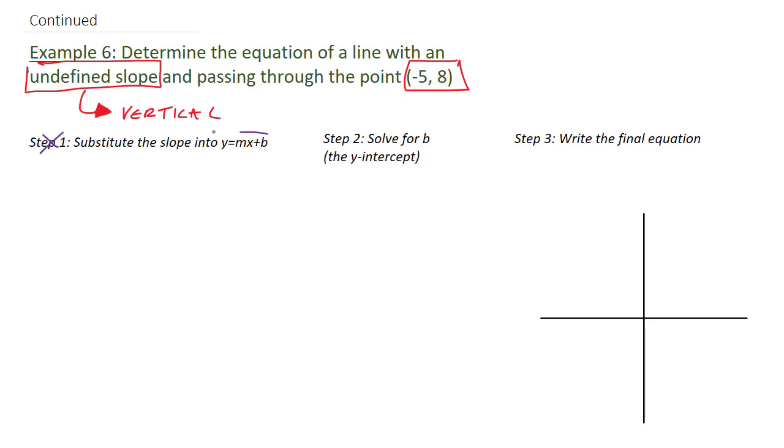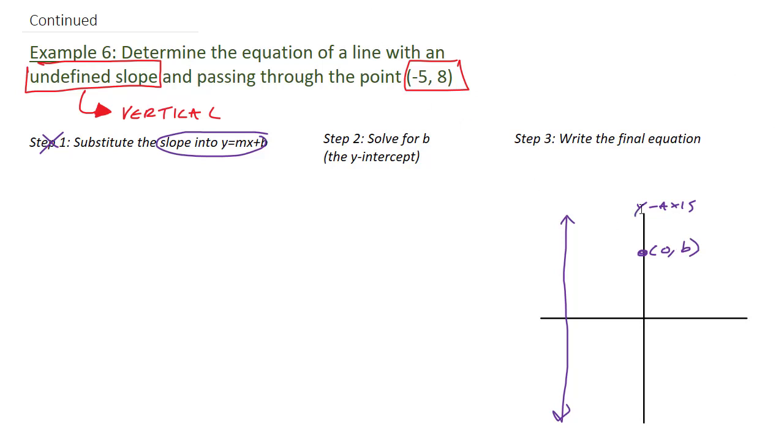Substitute the slope into the equation. How do I substitute undefined into the equation? That's not going to work. Solve for b. It's a vertical line. So what if it's like over here? Well, when's it going to cross the y-axis? This is your y-axis over here, right? And b is somewhere over here. So it might not even have one. In fact, most of them don't.